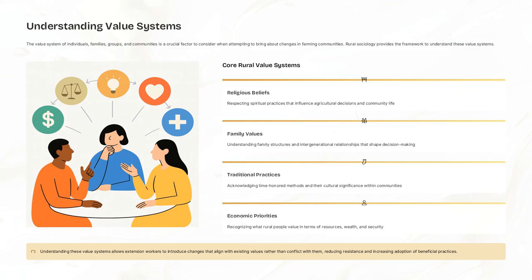Core rural value systems. Religious beliefs: respecting spiritual practices that influence agricultural decisions and community life. Family values: understanding family structures and intergenerational relationships that shape decision-making. Traditional practices: acknowledging time-honored methods and their cultural significance within communities. Economic priorities: recognizing what rural people value in terms of resources, wealth, and security.